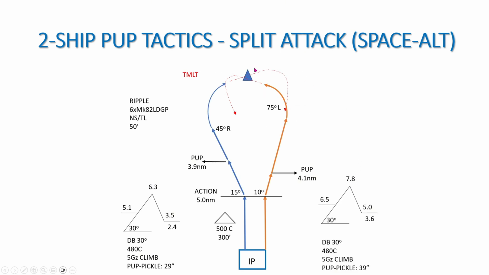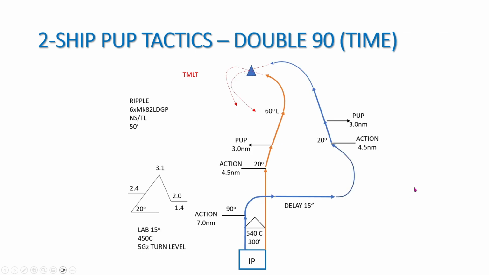Here is a space and altitude example. Split attack, one aircraft goes left, the other aircraft goes right for space deconfliction, and also we have altitude deconfliction because one aircraft releases at 3.5 thousand and the other at 5,000.